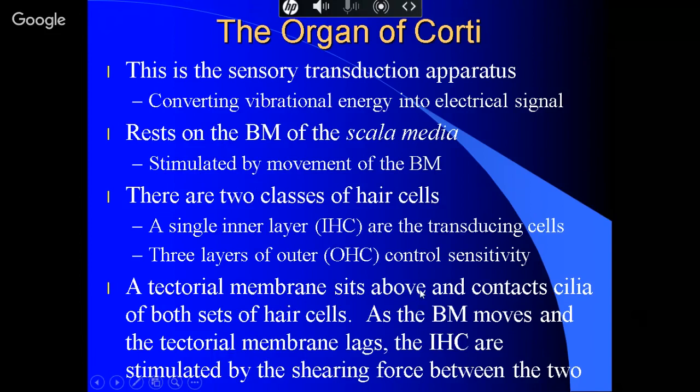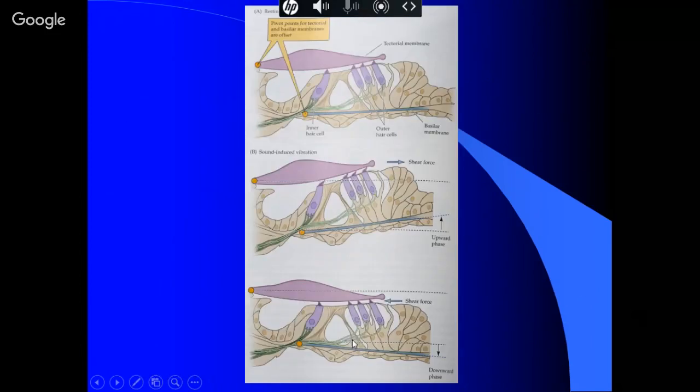Then, the tectorial membrane sits over these in contact with the cilia of the hair cells, all right? And as it moves, there's a shear force between them. So the basilar membrane moves, so here you go. So here's the tectorial membrane, here's the basilar membrane, right? As the basilar membrane vibrates and the tectorial membrane does not, these guys develop shearing forces, which is diagrammed here, okay? Toward or away, we'll get to toward and away in a minute, all right? But this is the basis of the transduction.